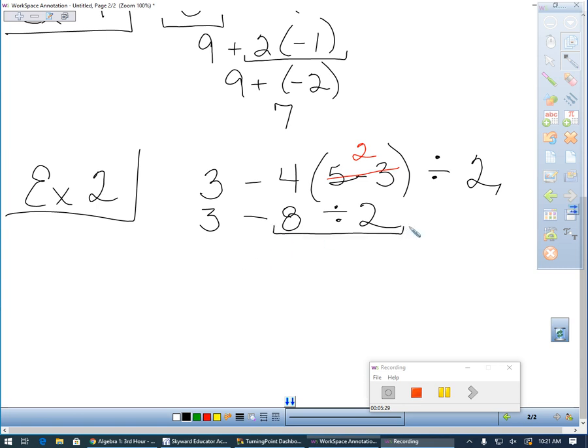Good. 8 divided by 2 is 4. So I have 3 minus 4. And I get an answer of? Negative 1. Okay. All right.